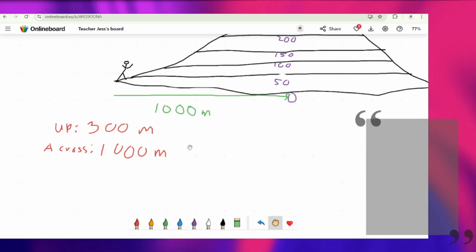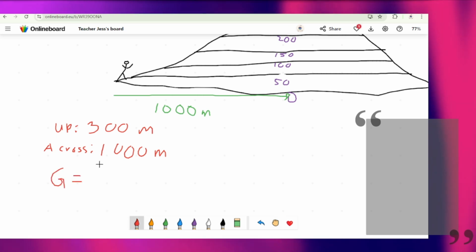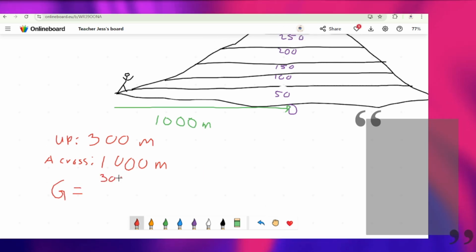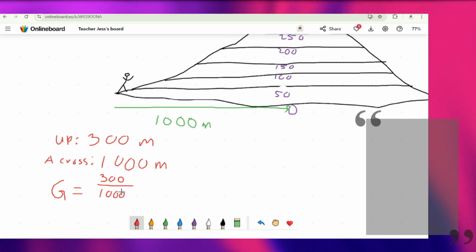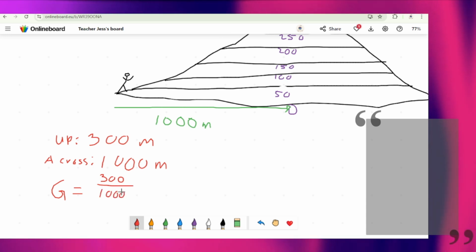Hopefully. Now we can find the gradient. So for gradient, I'm just going to use G. So I look at my up, 300, divided by my across, 1000. There is one little thing that I did skip that I should have actually pointed out.